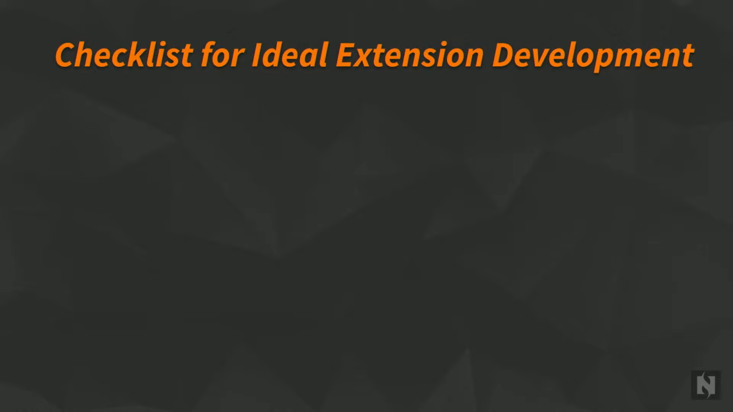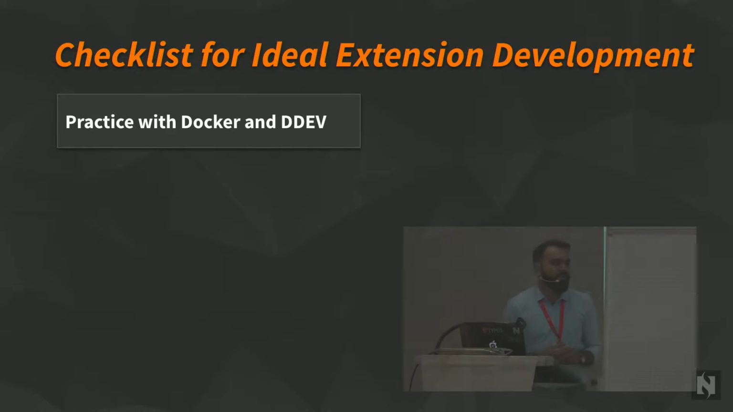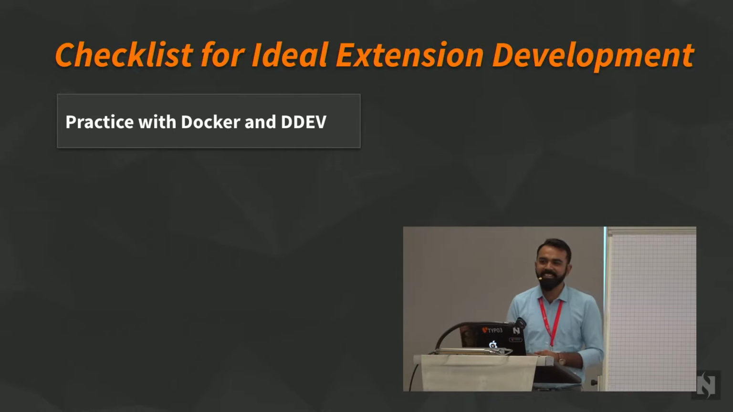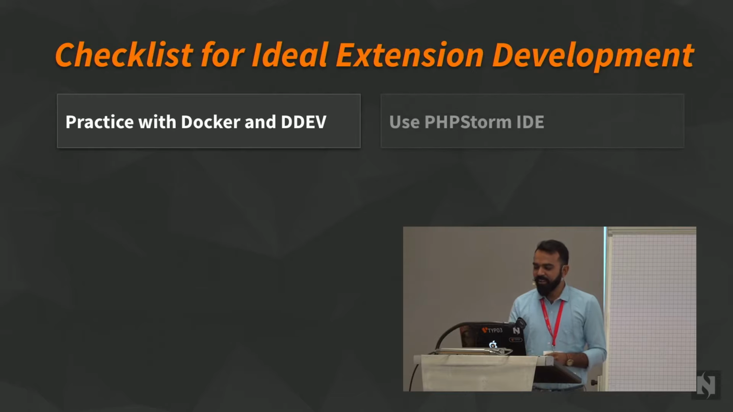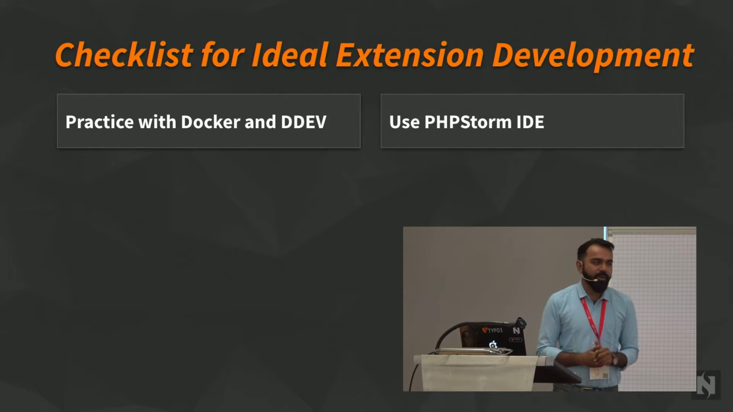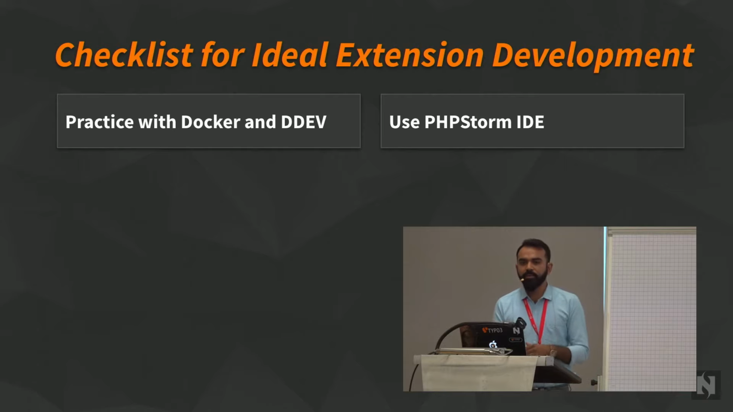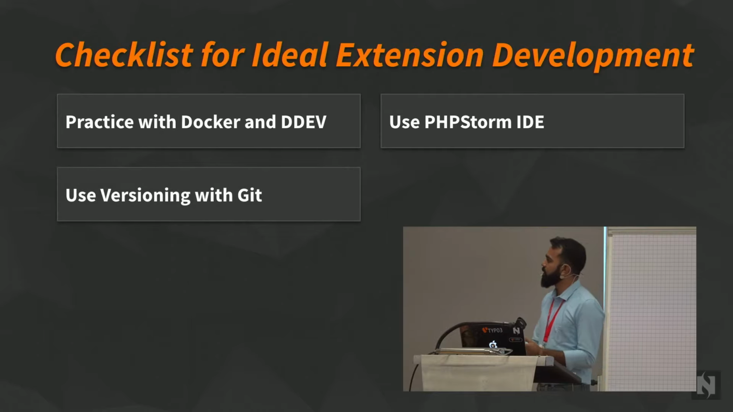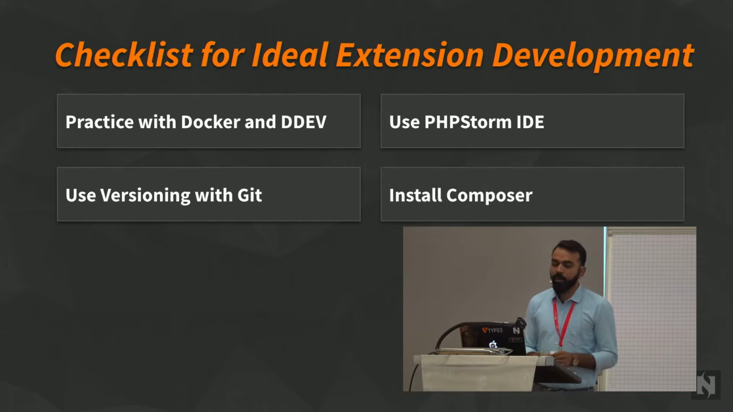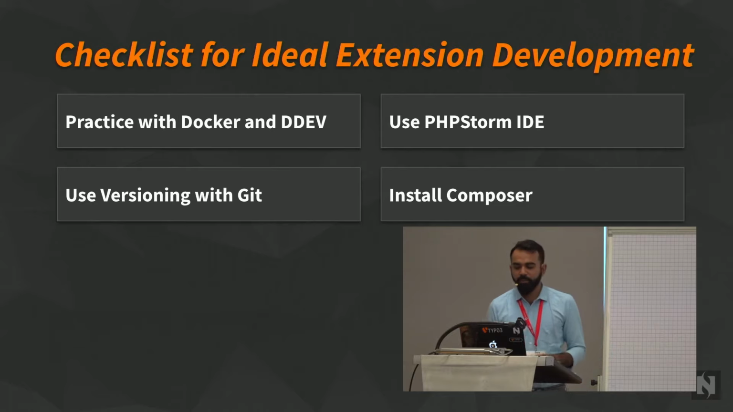This is the last part, a very general checklist for ideal extension development. Always try to use Docker because you know the power. There are many sessions already there, so you can check them. Use PhpStorm. There are very good features available to work on your extensions. Always use Git as we discussed, and set the versioning also, so it will be helpful to maintain your code, right? Use Composer. That's a good way for future maintenance to install and upgrade your things.